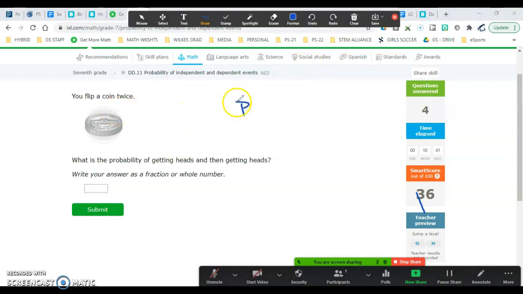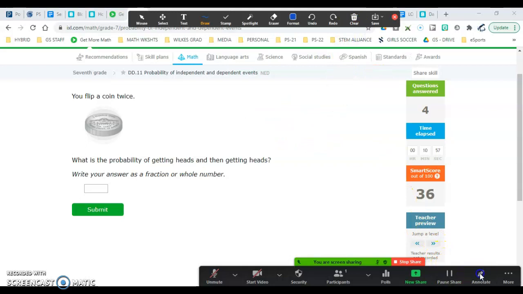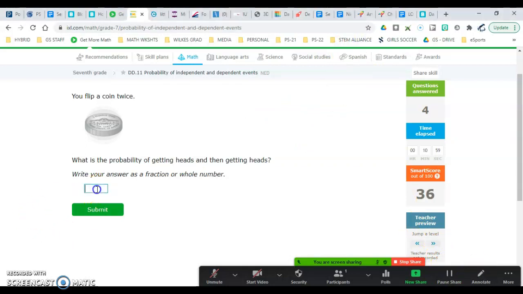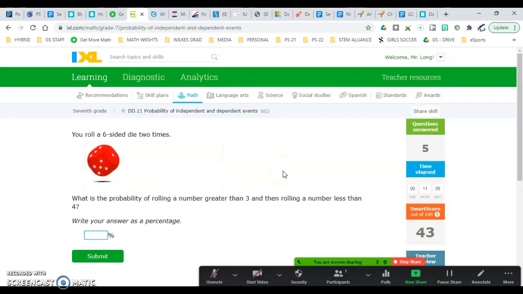Flip a coin twice. Probability. Heads and then heads. What's chance of heads? Heads. Coin is independent. 1/2 times 1/2 equals 1/4. Fraction or whole number? Nice. Fantastic. So pay attention. Is it independent or dependent?